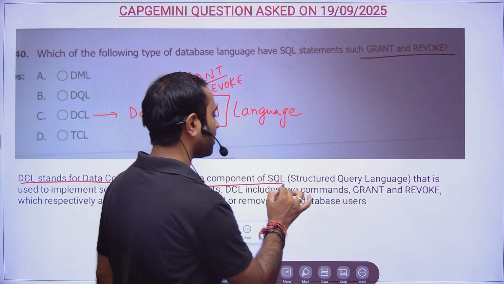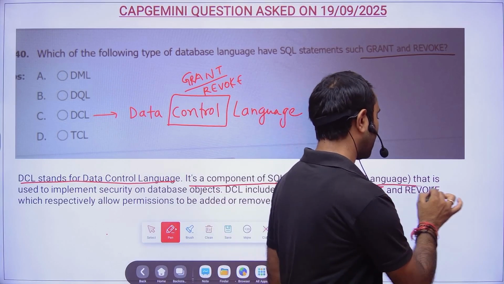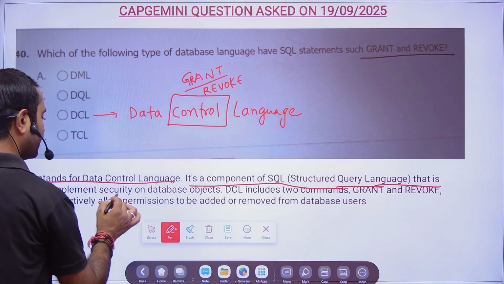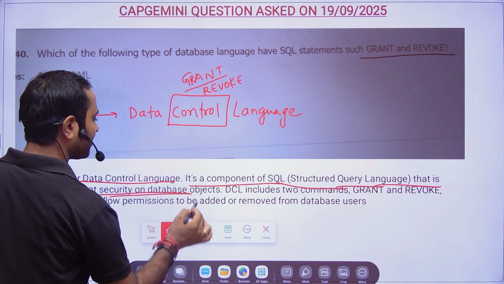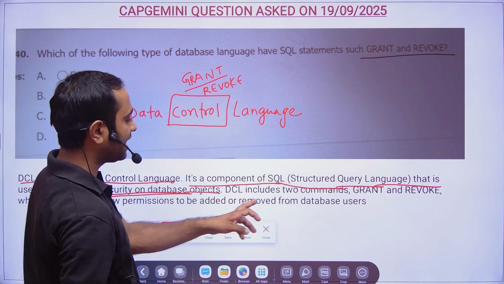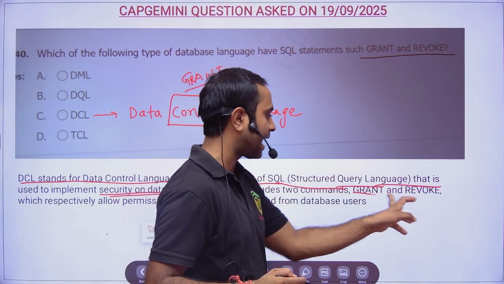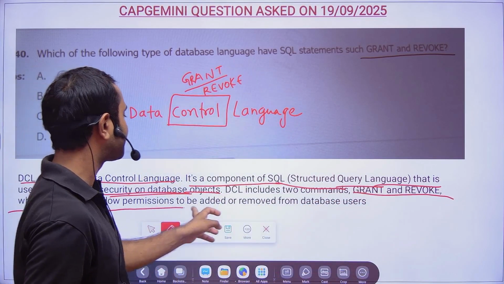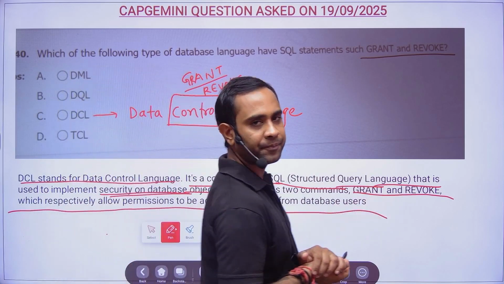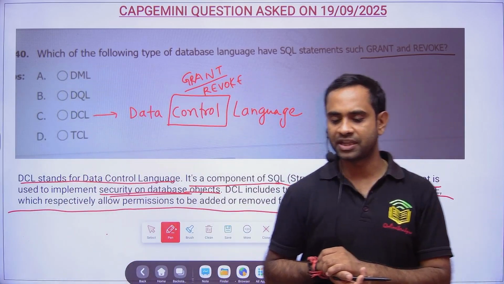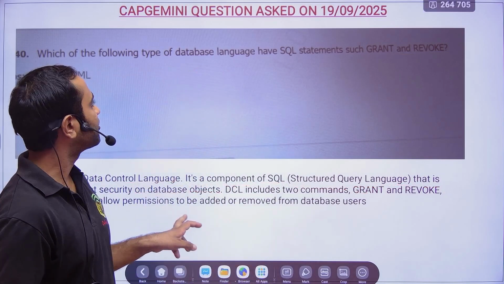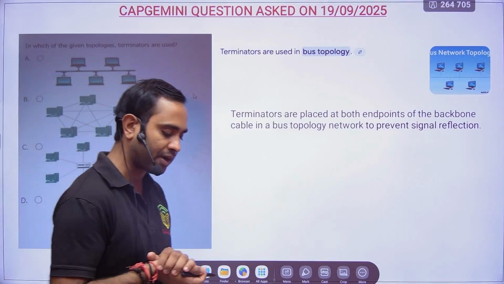It's a component of SQL, structured query language. This is used to implement security on database objects. DCL includes two commands, grant and revoke, which respectively allow permission to be added or removed from the users. So this is your DCL. Now the next question is, friends, from network topology.